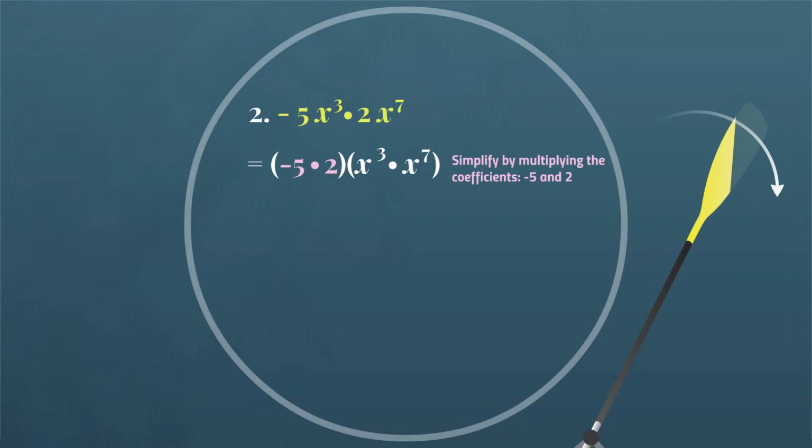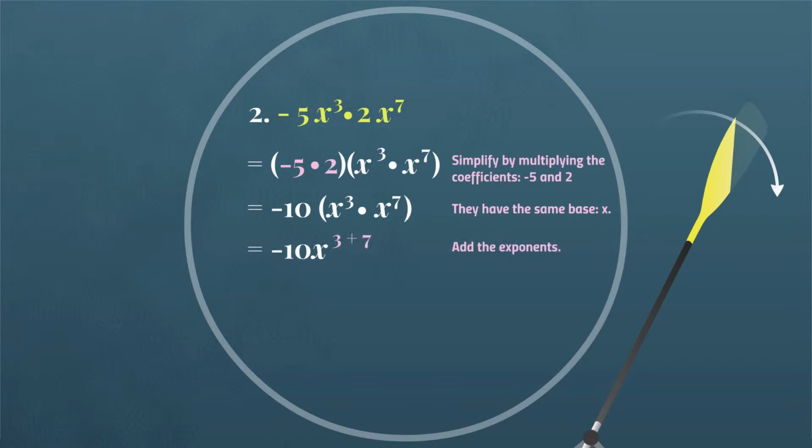Negative 5 times 2 is negative 10. Then the expression will become the product of negative 10 and x cubed times x to the 7. The expression is now simplified. But look at the powers. They have the same bases. Both have a base of x. So what's next? Just add the exponents and the expression will be simplified to negative 10x to the 3 plus 7. Simplifying it even more gives us negative 10x to the 10. That's it. We got our answer. Thus, negative 5x cubed times 2x to the 7 is equal to negative 10x to the 10.